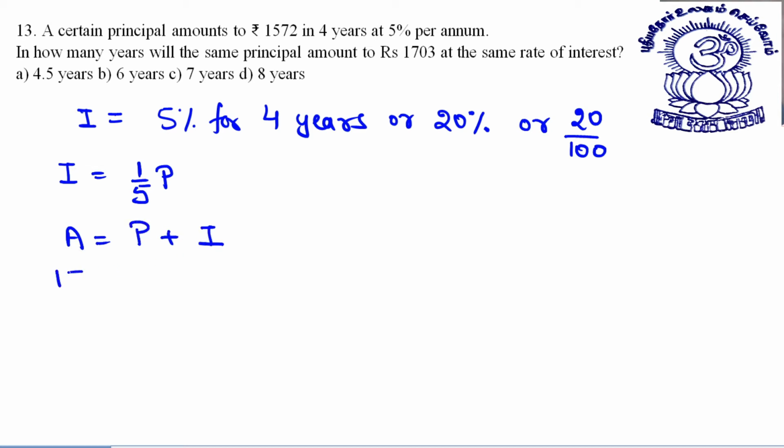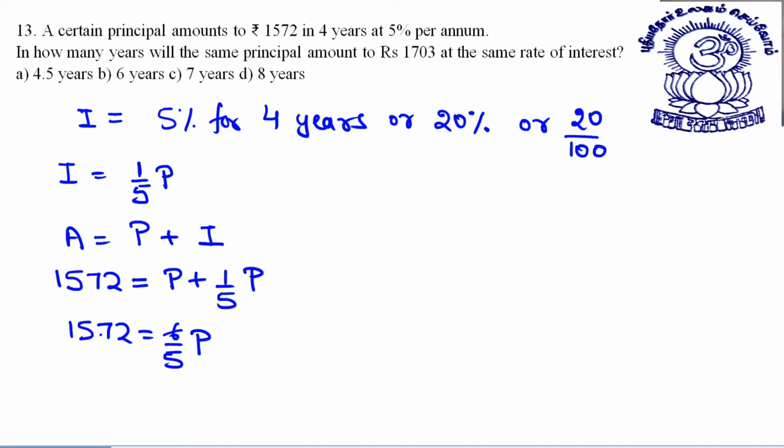The amount is given to us as 1572, which is equal to principal plus interest. The principal we don't know, and the interest is 1 by 5 P. So we can say 1572 is equal to 6 by 5 P.